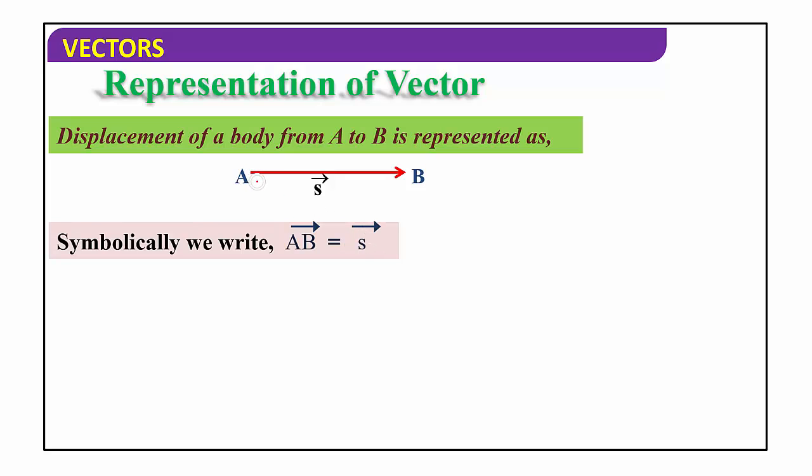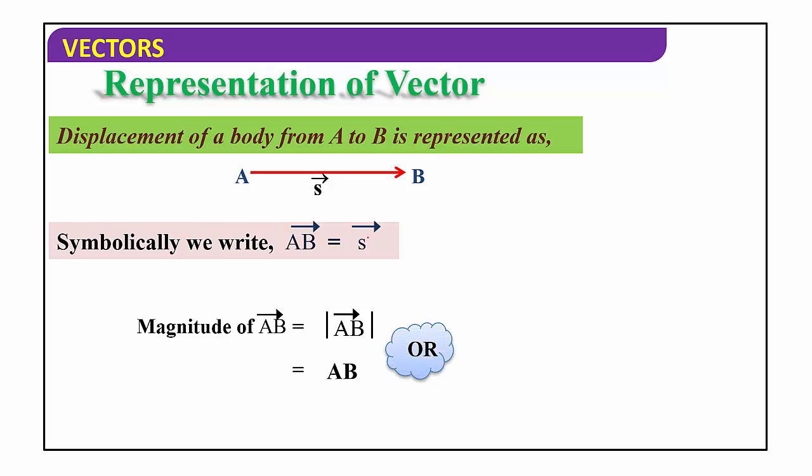So here the displacement of a body from A to B, with arrow mark, is equal to displacement, and it is denoted by the symbol. We have to write an arrow mark on the letter that indicates a vector quantity. Magnitude of AB is equal to, we write mod AB. Remember, whenever you are going to write only its numerical value, only its magnitude, then we have to use mod. Mod of AB indicates magnitude, or we can write simply AB. So that gives the magnitude of that value, that is displacement.